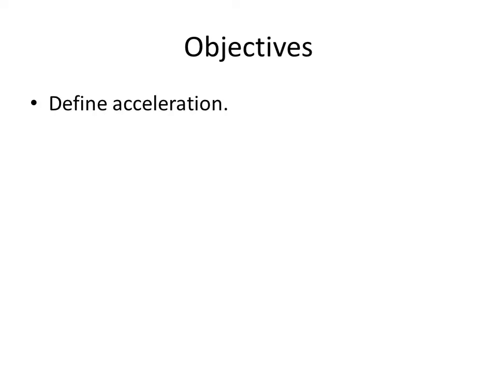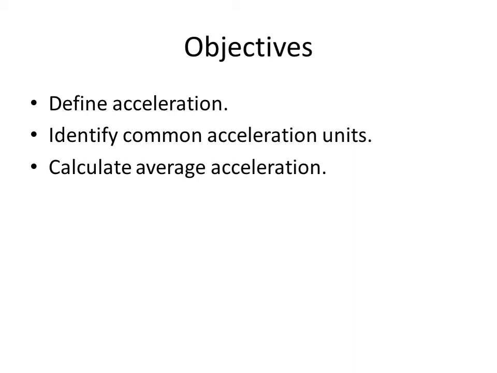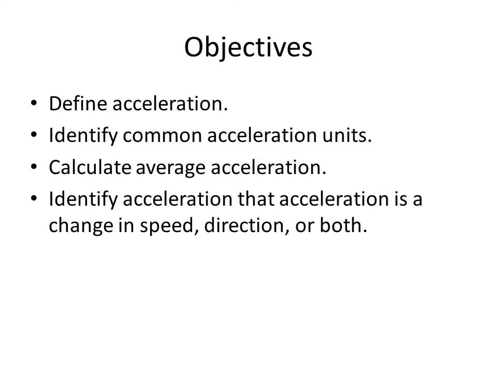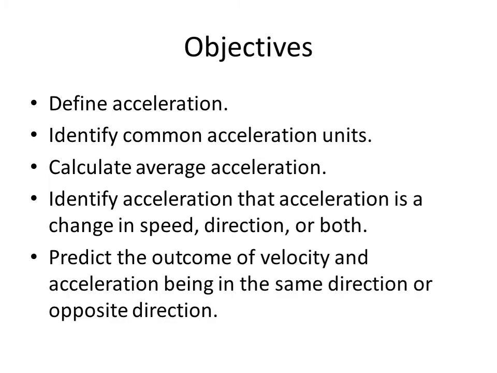The objectives mainly are to define acceleration, to know the units, to calculate the average acceleration, to identify when we have acceleration, and to predict the outcome of velocity and acceleration changes, whether they are in the same direction or opposite direction. How can we describe them?